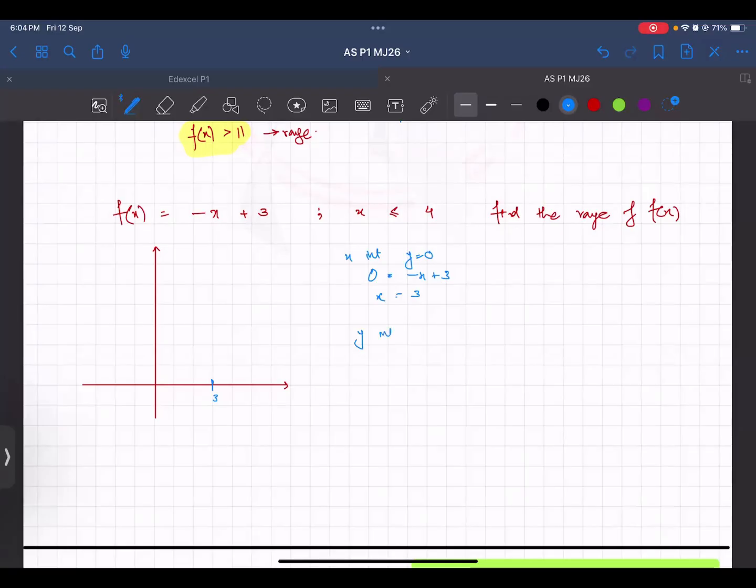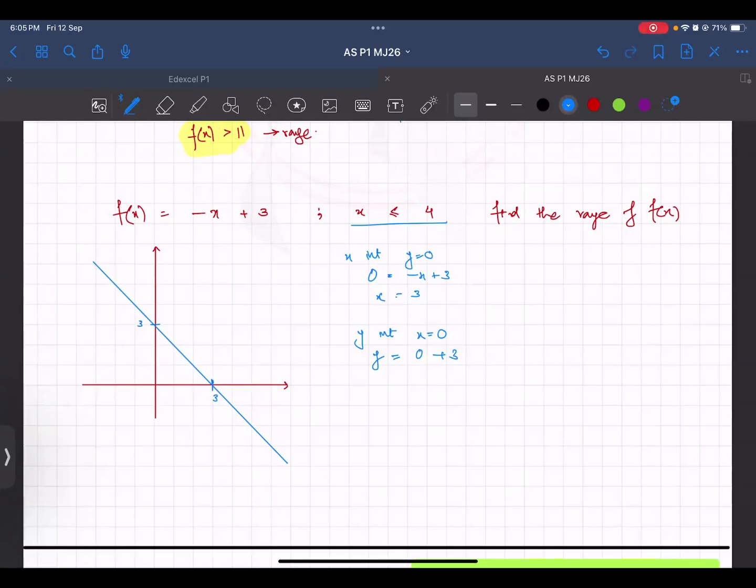And the y-intercept would be at x is 0. So y is equal to 0 plus 3. So 0 plus 3 is 3. So these are the 2 points. You join them, and you get the line. Okay. And now you find the value at the boundary.